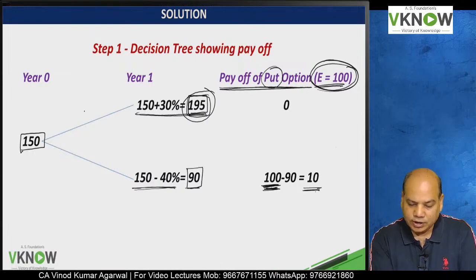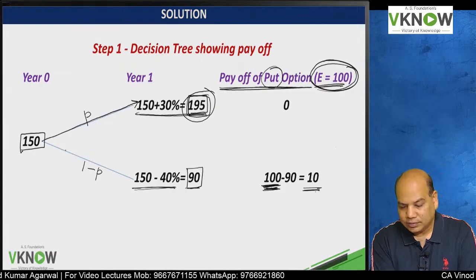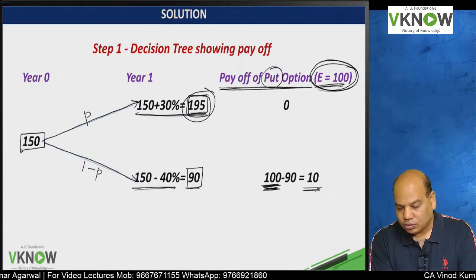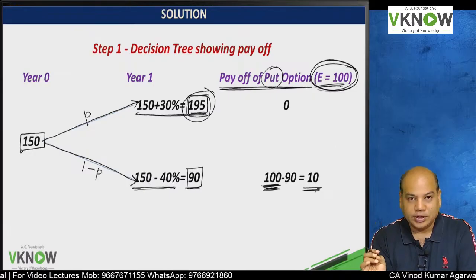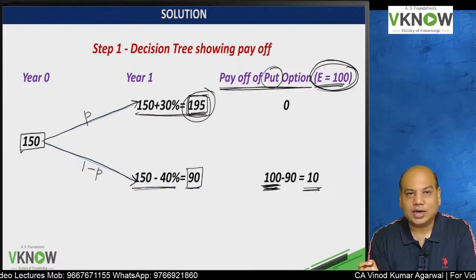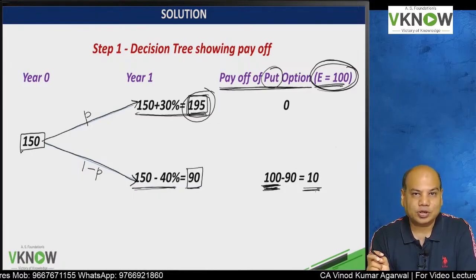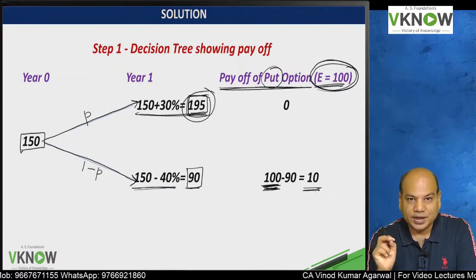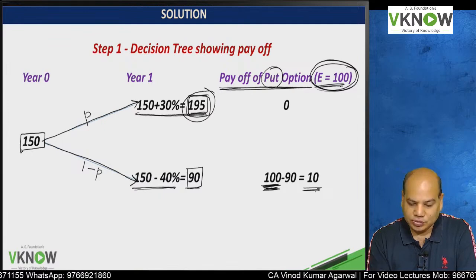Now I will need to find out the probability that the value will go to 195 or the value can go down to 90. After computing probability, we will compute the expected value of the put option at the end of year 1. After computing the expected value of the put option, we will compute the present value of the put option, and that will be the answer for this question.